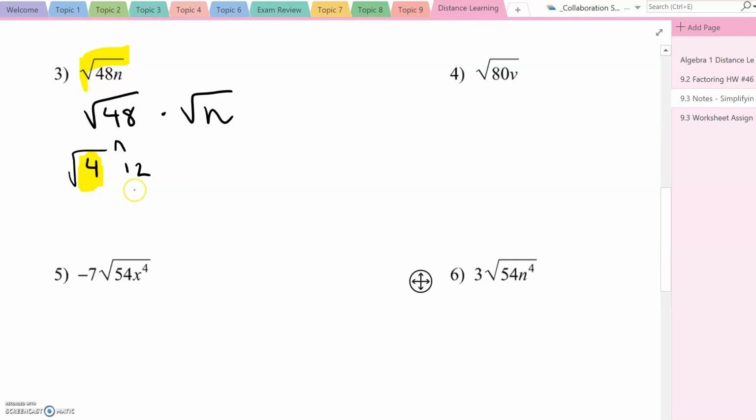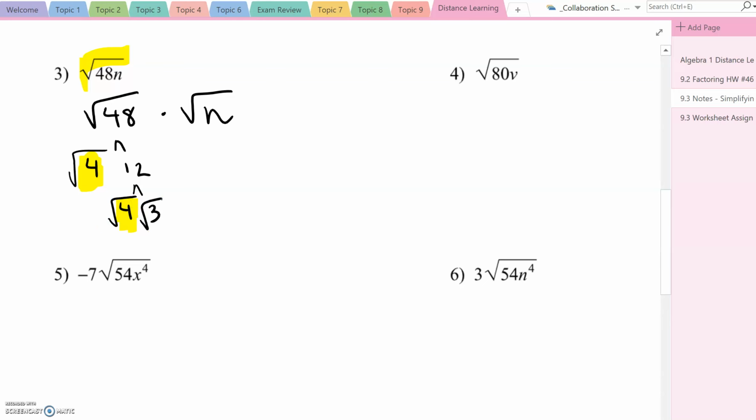Let's look at 12 here. Can we break 12 down into any other perfect squares? So some of you are going to say, well, 6 times 2, and I'm going to pause there and say 6 and 2, neither of those are perfect squares. So we want to think of how could we break 12 down so that it is composed of perfect squares. One way to do that is 4 times 3, because 4, again, is a perfect square.